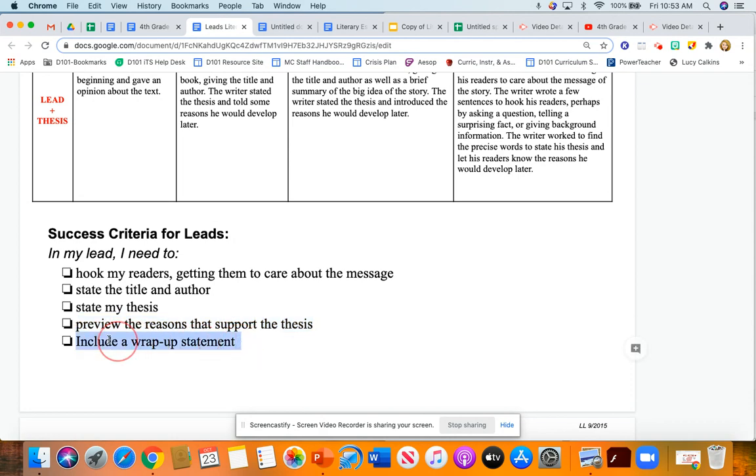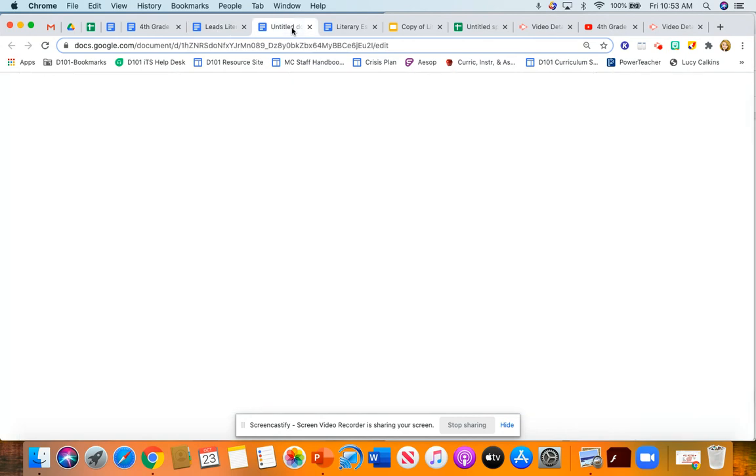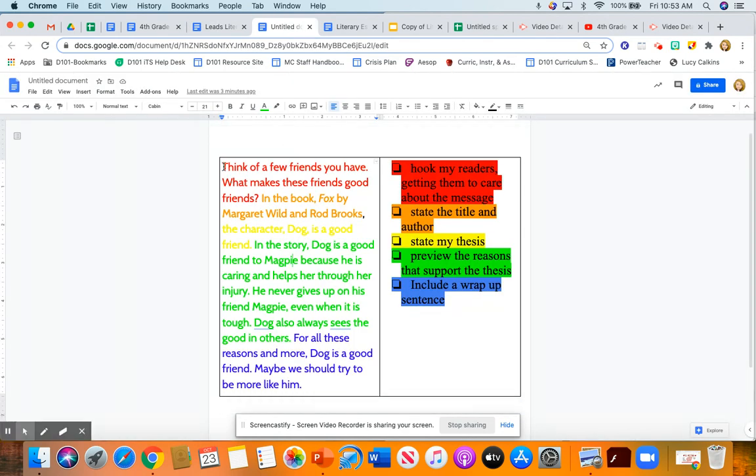Finally, you're going to want to include a wrap-up statement, a statement that kind of reviews what you talked about and why it's important. So let's take a look at an example. Here on the left, we have an example introduction, and on the right are those puzzle pieces again. You'll notice that the puzzle pieces are color-coded this time to match where they appear in this example.